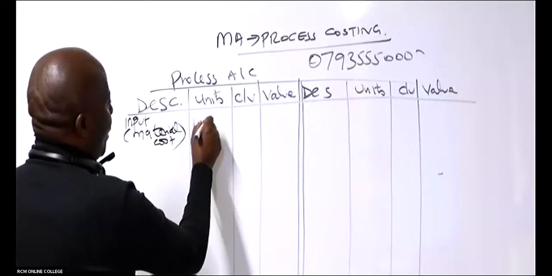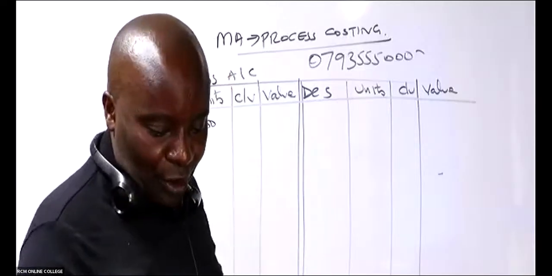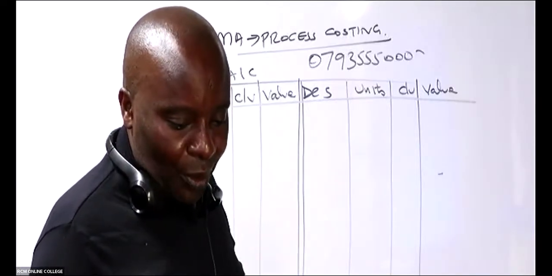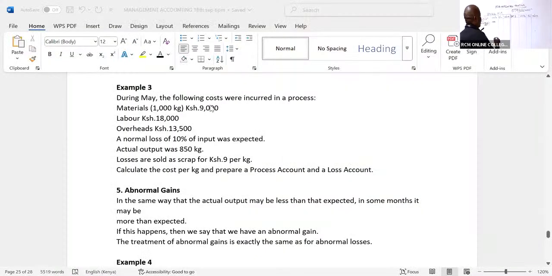So 1,000 units. And what is the total value of these 1,000 units? You can see they are here, costing 9,000. The value is 9,000. So remember, once you brought in the main material, now you need to bring what we call conversion. Conversion is made up of two items, labor and overheads. So you can see labor is 18,000, overheads is 13,500.